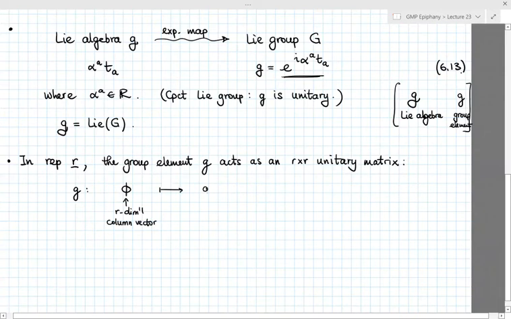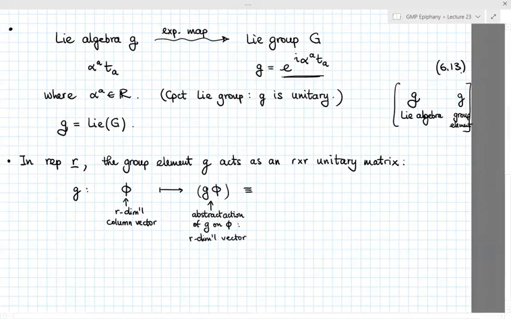And this will be mapped by G into G phi, where here I'm thinking of this notation simply as the abstract action of G on phi. And when I think of phi, this again is an R-dimensional column vector. So what is the transform G phi of phi under the action of the group G?